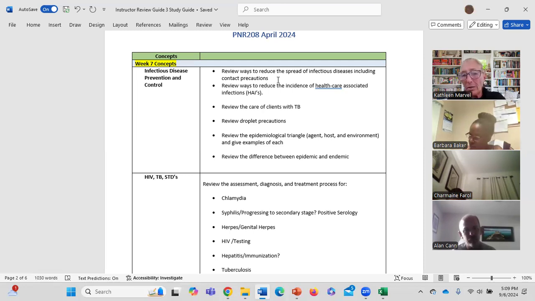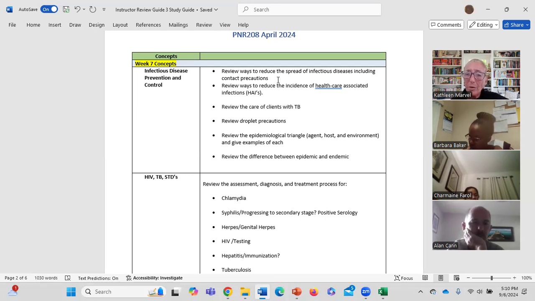And there's the agent. Is it a minor case of the flu or is it a major proper influenza? Who is that host? Are they healthy? Are they compromised? What's their age? What's their location? What environment are they in? All those things are going to affect how those three interact, right?